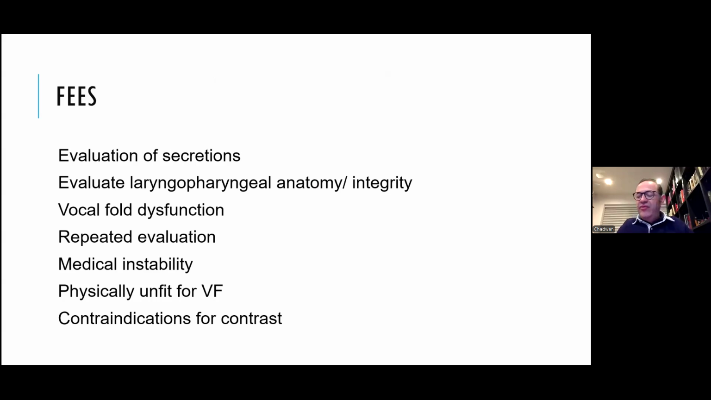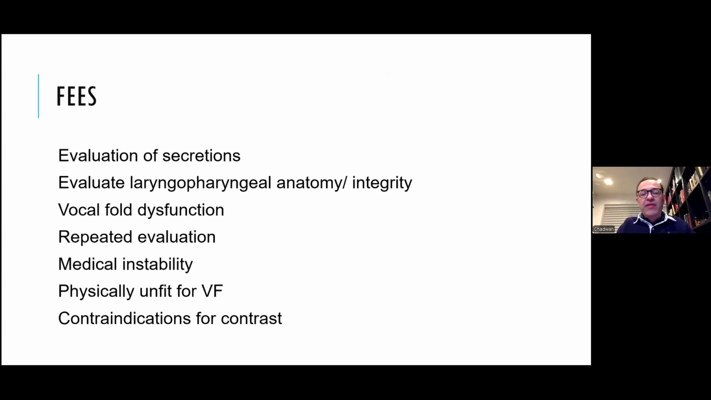So why FEES? If you have video fluoroscopy, I still consider video fluoroscopy the gold standard for swallowing evaluation, but it does not give you all the information. FEES and video fluoroscopy share some data, but in complex patients we often do both because each one will give you different sets of data, different views on the swallowing function. So with FEES, it allows you to evaluate the secretion, patient secretion loads at baseline.